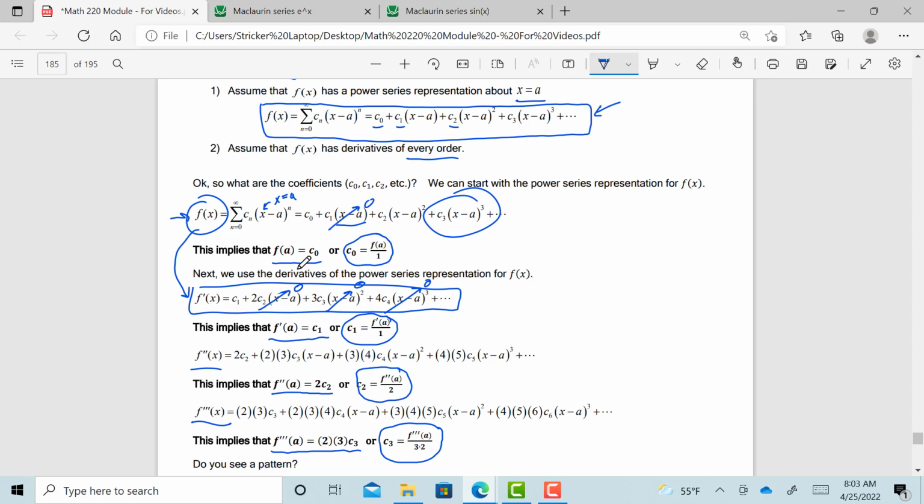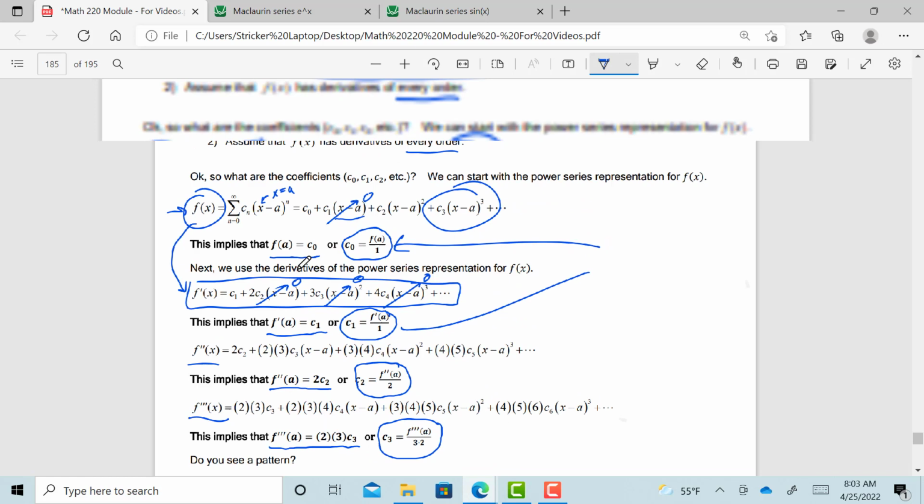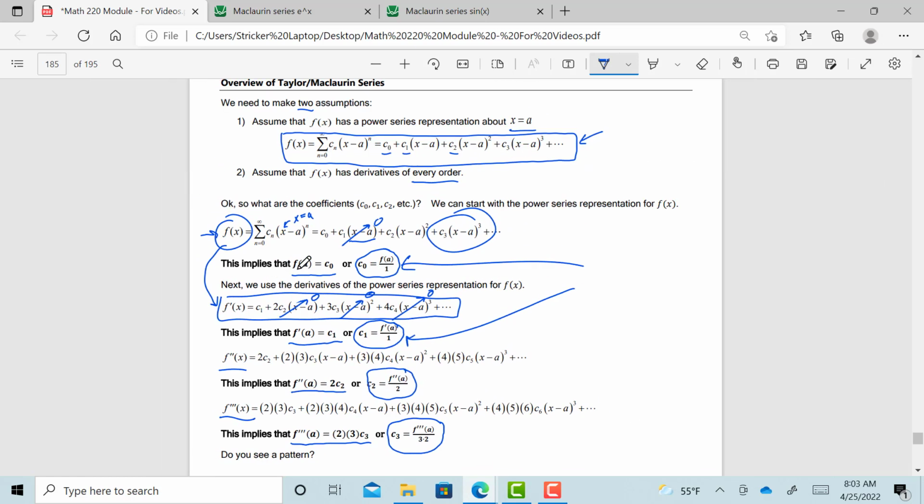And so the question is now, if you look at all our constants that we came up with expressions for, do we see a pattern? Does it look like there's any sort of pattern? And I hope that you start to see it. Notice the numerator is basically the nth derivative of the function evaluated at a, and then the denominator is the value of n factorial, because in the first one n equals 0, and 0 factorial is 1.